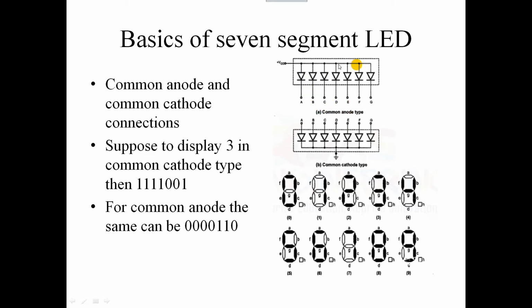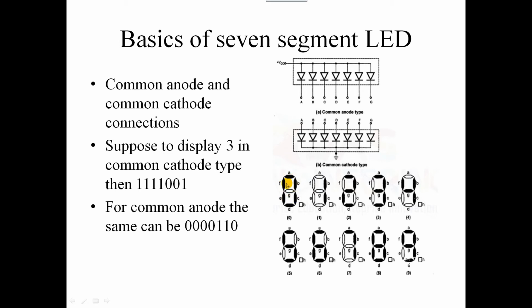If the cathodes are being shorted and given to the supply, and the anodes are going to the supply, then we will have a common anode. Suppose these are all the bit configurations that are going to be used in this 7-segment display. The shaded ones are the particular segments that are going to be displayed for each and every digit.